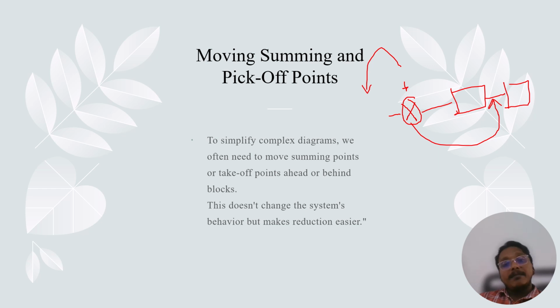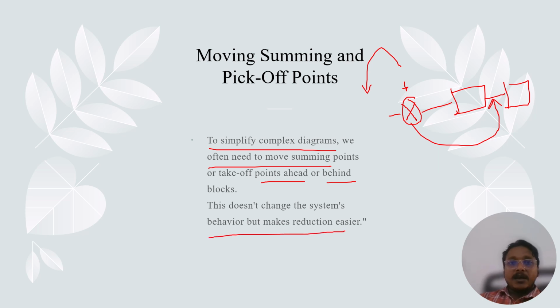But it may reduce the complexity of the block diagram. So that is what it is saying: to simplify a complex diagram, we often need to move the summing points or take-off points ahead of or behind blocks. This doesn't change the system's behavior but makes reduction easier. The system behavior is not affected at all, the only thing is we can reduce the system block diagrams into simple block diagrams. Okay, thank you.